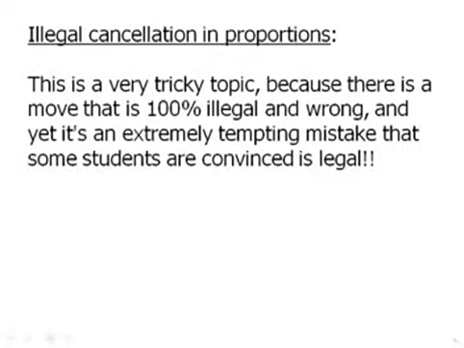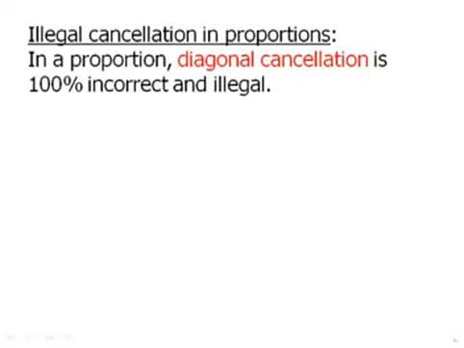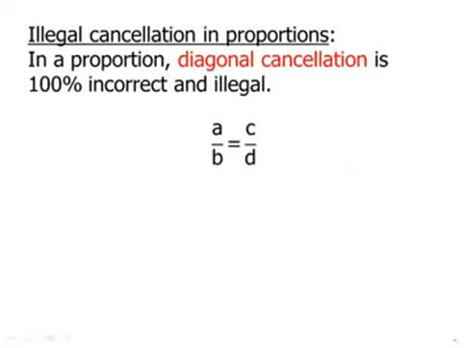Let's talk about what's illegal now. This is a very tricky topic because there is a move that is 100% illegal and wrong, and yet it's an extremely tempting mistake that some students are convinced is legal. In a proportion, diagonal cancellation is 100% incorrect and illegal. So for example, if we have A over B equals C over D, we absolutely cannot cancel a common factor in A and D. And we absolutely cannot cancel a common factor in B and C. That is 100% illegal. And in fact, if you think about it, cross-multiplying says you're allowed to multiply those two things. Well, if you're allowed to multiply them, you're not allowed to divide them. Dividing two things always gives you a different answer than multiplying them.